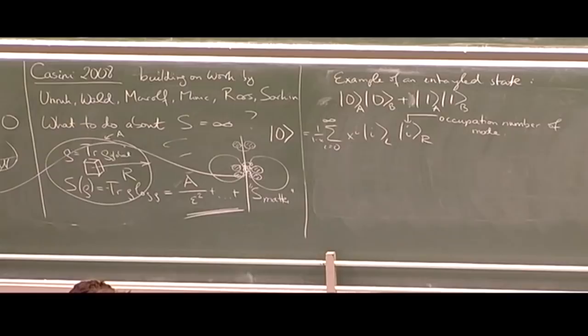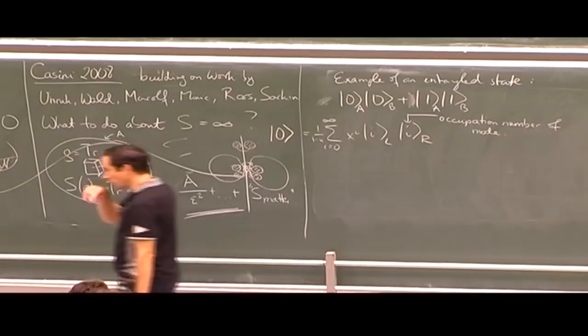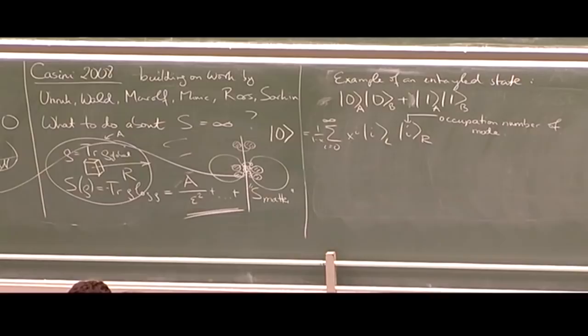Yeah? Well, you say this problem with the entanglement entropy diverging is just the same problem as quantum field theories in a continuum, so you can fit infinite information in. No, I would say it's not the same problem.